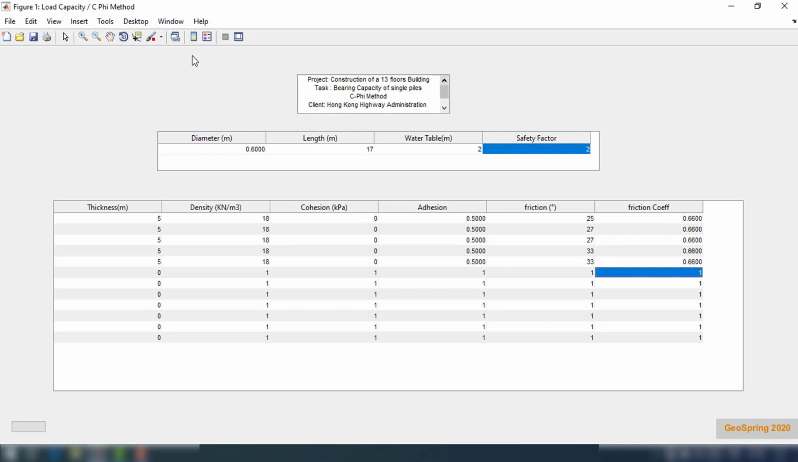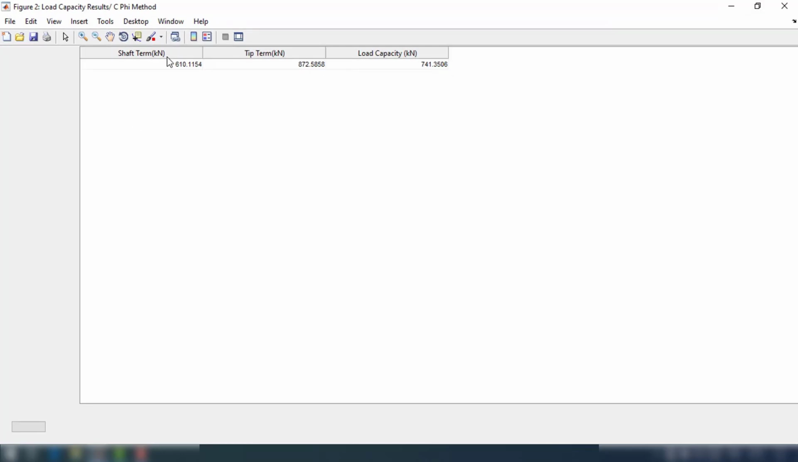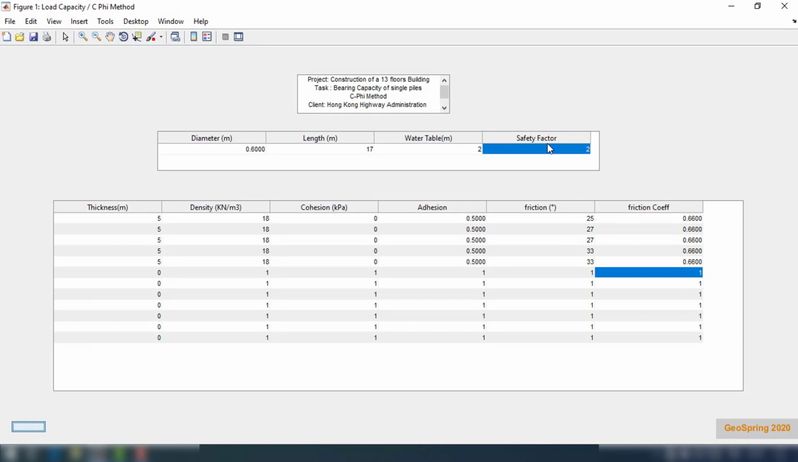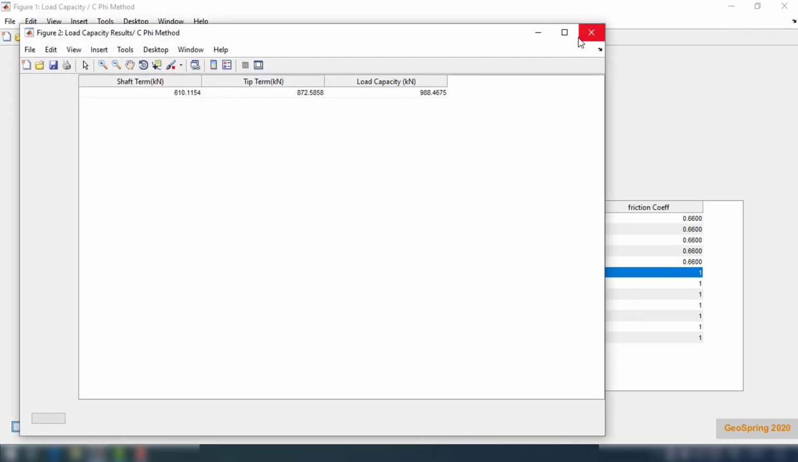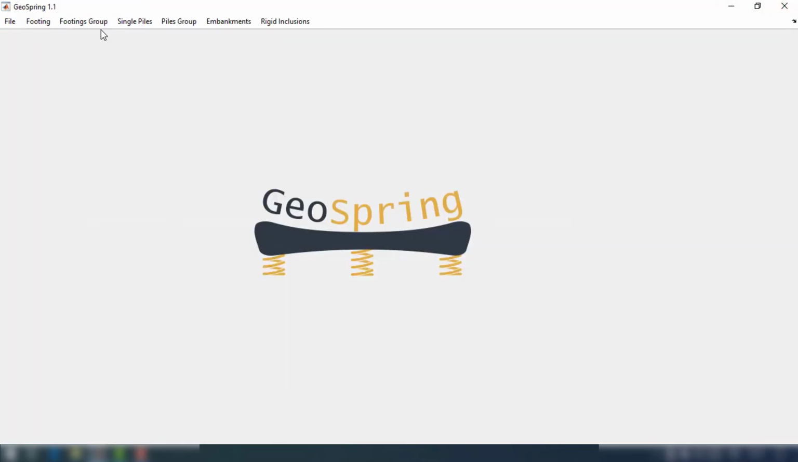Okay, so after putting all this data, you push on the button and you get the shaft term, the tip term, and the load capacity corresponding to the factor of safety that you put. For example, if you put a safety factor of 1.5, it will just recombine and give you the new load capacity. Okay, so let us move right now to the estimation of the bearing capacity by means of pressure meter data.